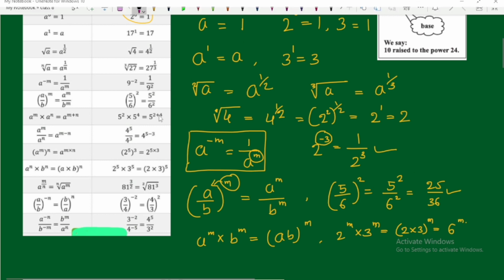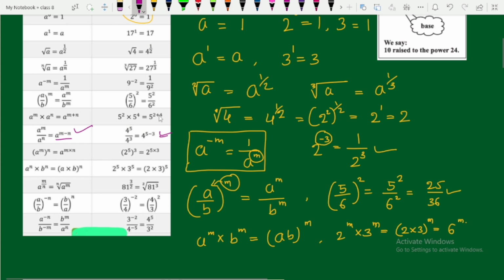Next one is a^m upon a^n. When the bases are the same and the power is different and they are dividing, a^m upon a^n we can write as a^(m minus n). You can see the example also, 4^5 upon 4^3, we can write as 4^(5 minus 3). So it is equal to 4^2, 5 minus 3 is 2. So 4 squared it will become.